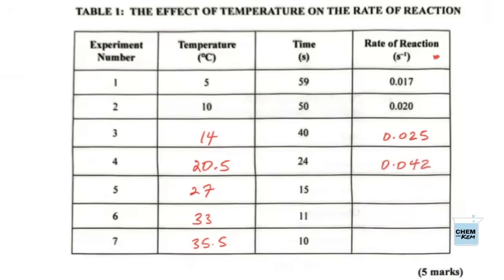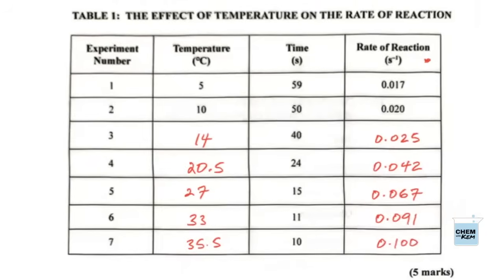1 divided by 24, which is 0.042. Then 1 divided by 15, which is 0.067. Then we have 1 divided by 11, 0.091. And 1 divided by 10, they want it to 3 decimal places, so that will be 0.100. We'll get 5 marks for doing that.